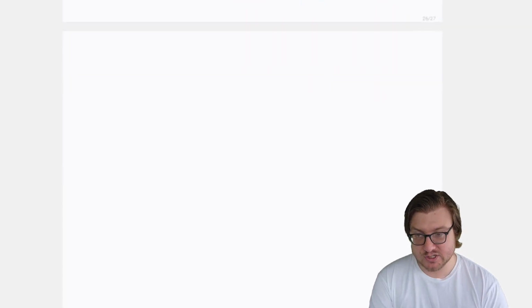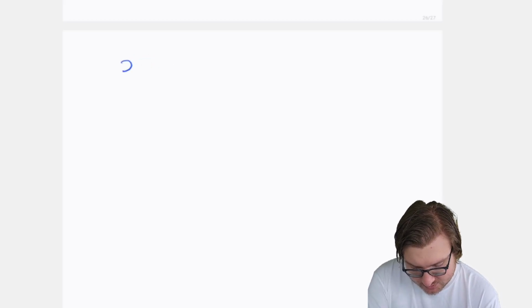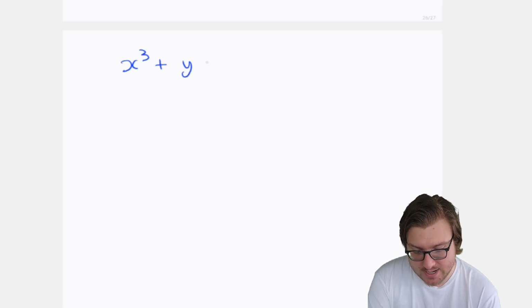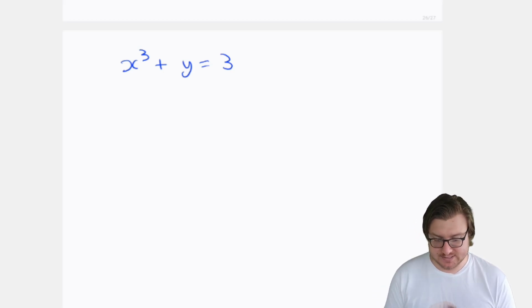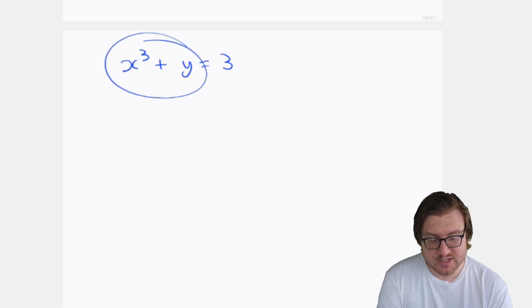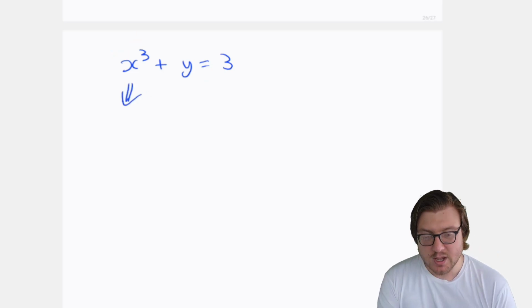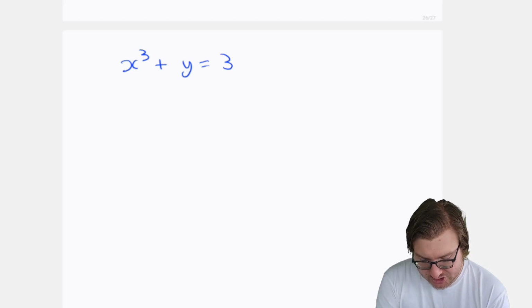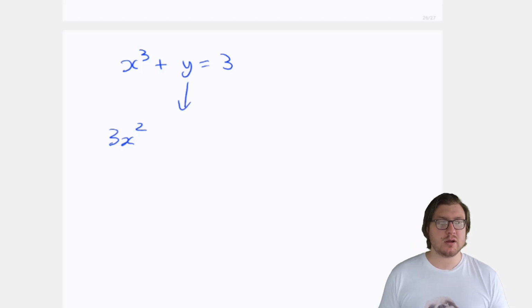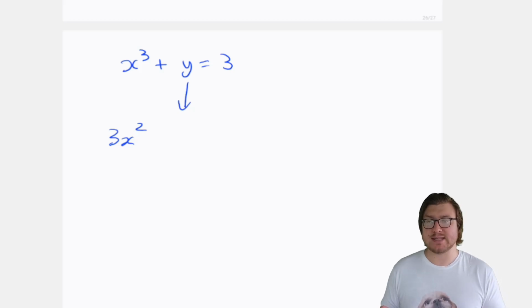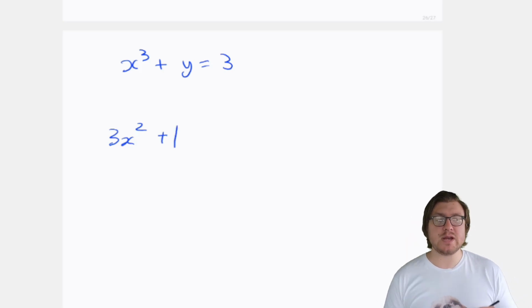The first question is going to give us x to the power of 3 plus y is equal to 3. So now we're going to differentiate both sides. We're going to differentiate this side first, and again we have plus, so we can do them one by one. X to the power of 3 will differentiate to 3x squared. And now y, well, if y is just by itself, then that would differentiate to 1. So plus 1. But we need to be careful.